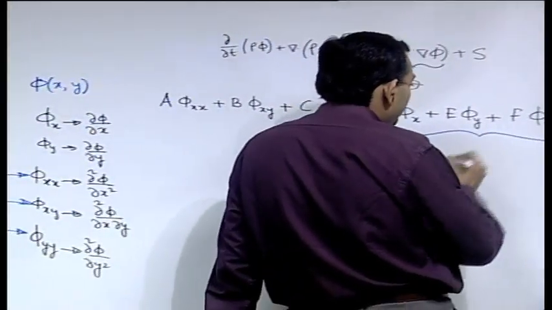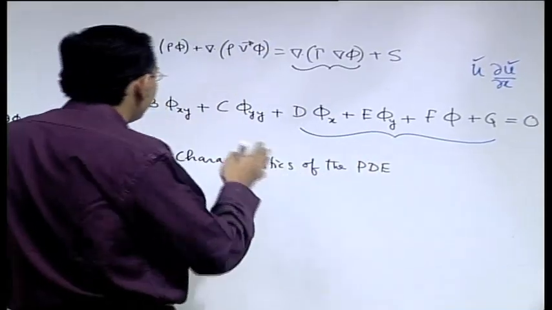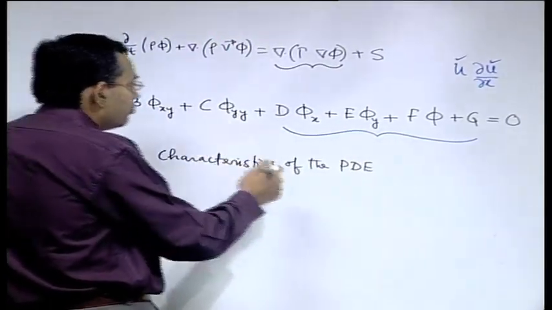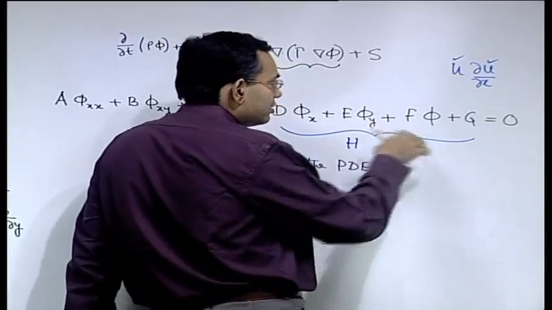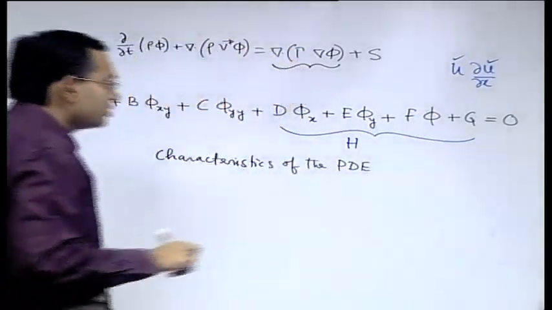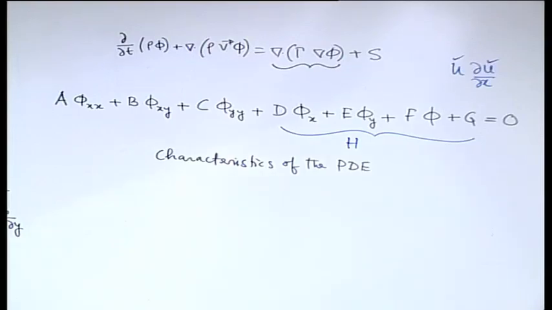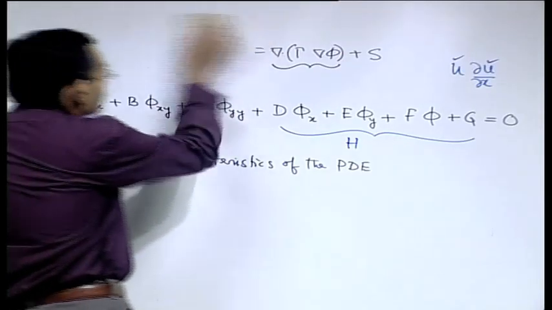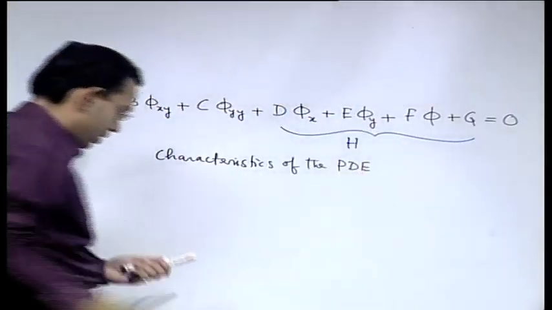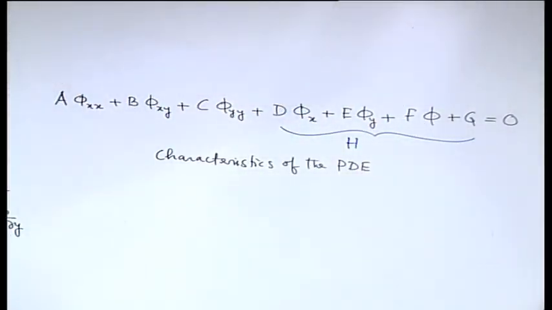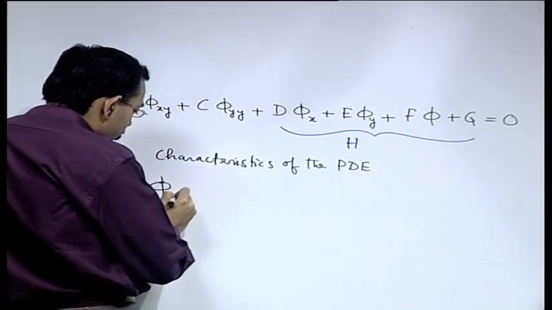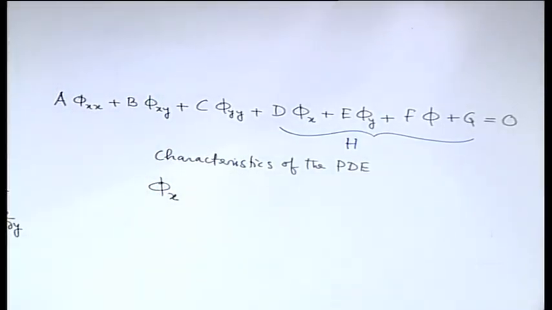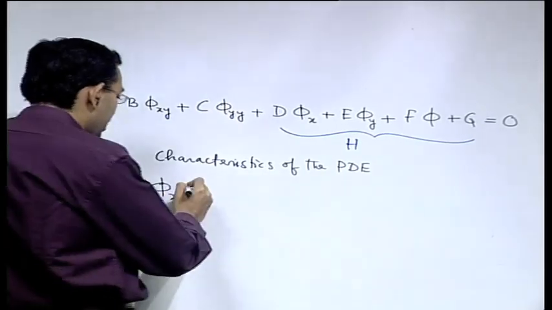To do that, since the highest order partial derivatives are the important parameters, we will club all other terms in the form of a function that we give the name h, and then proceed further in mathematical simplification. First, we write phi x and phi y as functions of x and y.